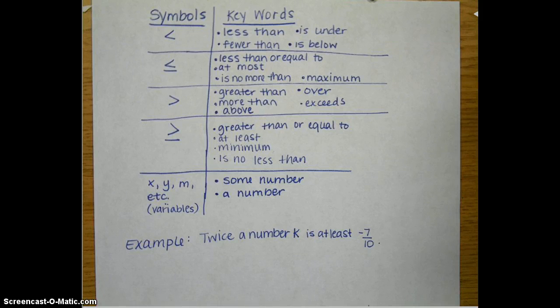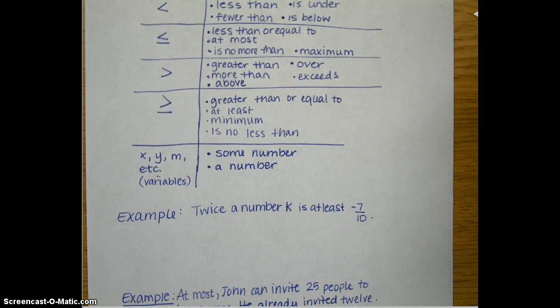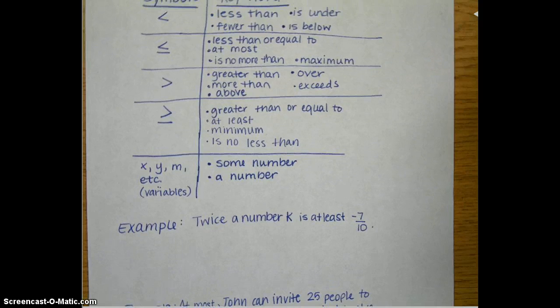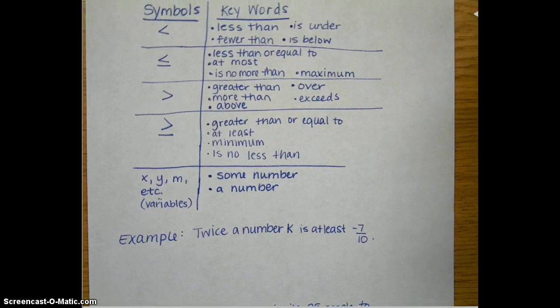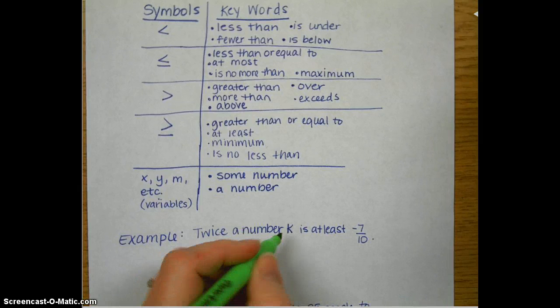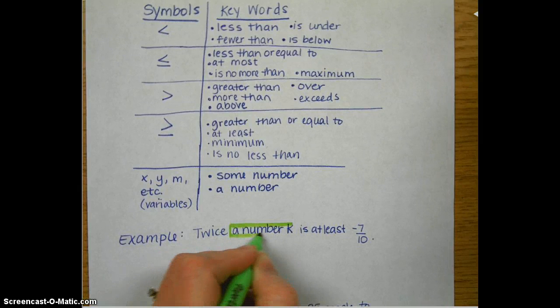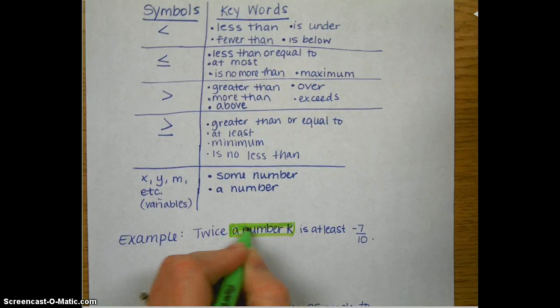So how would we work out this problem right here with this example? Twice a number k is at least -7/10. So we're going to start dissecting it. First of all, I already see a number, k. Here it's actually telling you a number k, which is your variable.